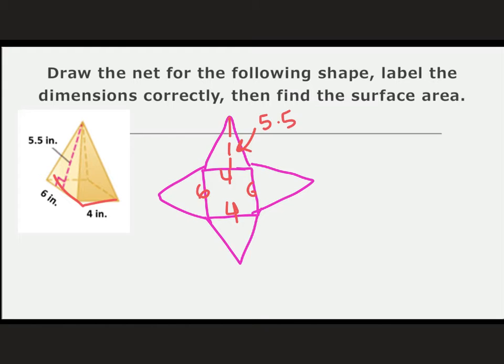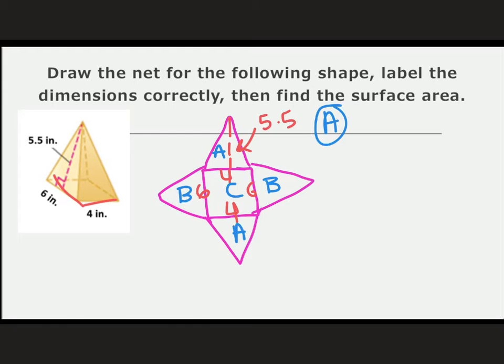Now, you do need to be careful because the base of these triangles are different. So we do not have 4 of the same triangles. We have a shape A over here, which is a 4 by 5.5. And we have another one on the other side. But the other 2 triangles are 6 by 5.5. So those need to be our B's. And then can't forget about our base right there, shape C in the middle. Once we label everything, we can find the surface area.